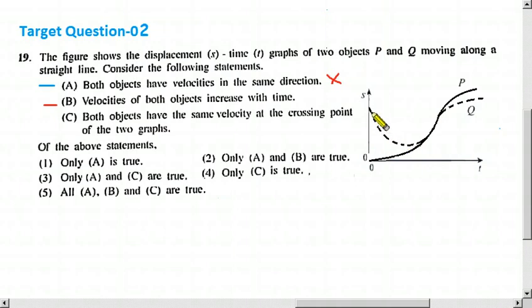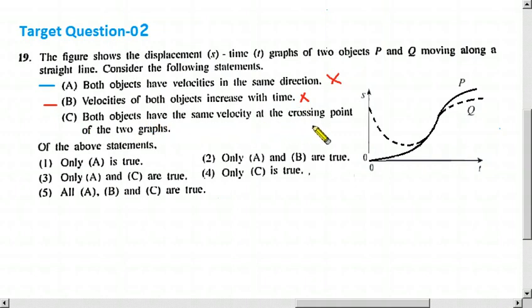Here of the object Q, it is decreasing, the angle is decreasing. So after that increasing and again decreasing. So therefore we can't say velocities of both objects increase with time. We can't say it is changing, it is varying. So this one is wrong.